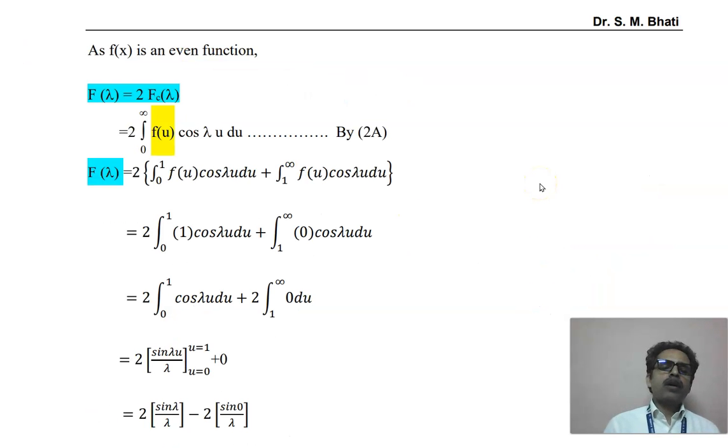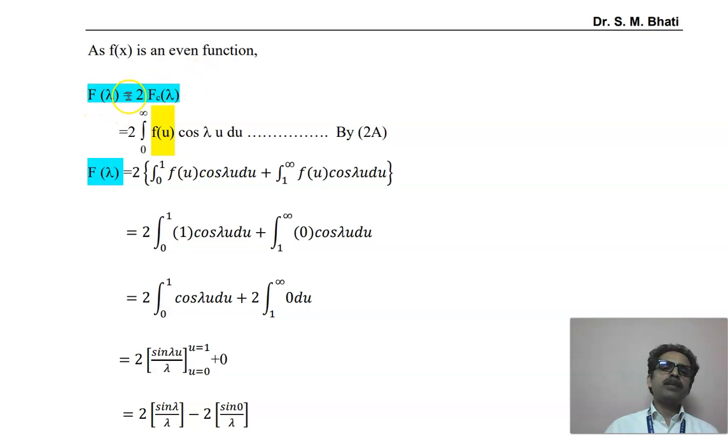Another important observation is that the function f of x is an even function. If you apply the definition here, because the function is defined in the interval of the type minus L to plus L, you will find that f of minus x is equal to f of x. Hence, we can say that the function is even. So we can use this property, and this kind of property we have already used in the previous lectures also.